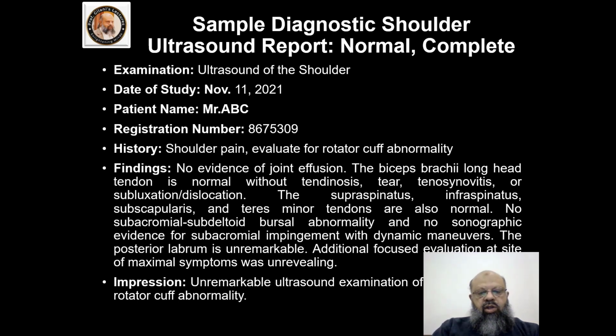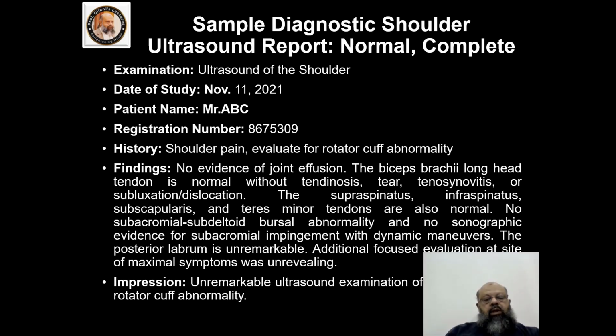It means these are the main 5-6 points which we have to mention about the biceps long head. Then comes the supraspinatus, infraspinatus, subscapularis, and teres minor tendons, which are also normal. No subacromial subdeltoid bursal abnormality and no sonographic evidence of subacromial impingement with dynamic maneuvers. The posterior labrum is unremarkable. The additional focused evaluation at the site of maximum symptoms was unrevealing.